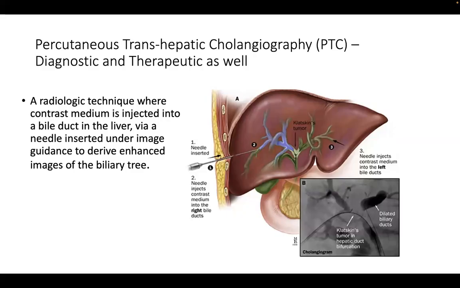The tumor is here. If there is a Klatskin tumor, it is here. Then a needle will also inject contrast medium into the left bile duct. What you will see is dilated biliary ducts, because the contrast can't go through, since there's a Klatskin tumor.